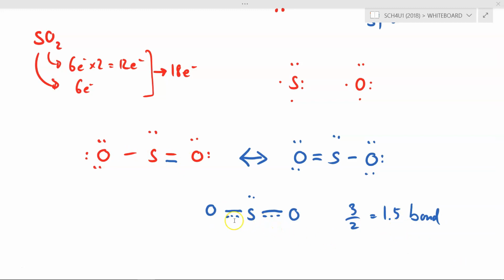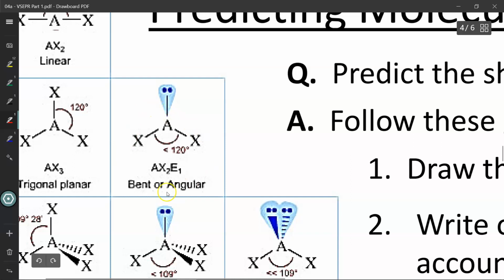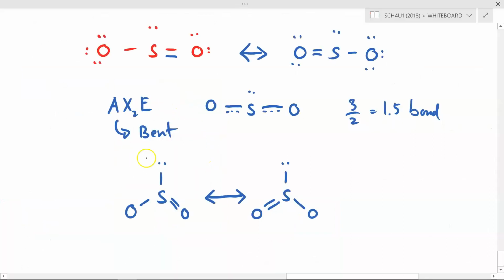Now looking at this, it has an AX formula of A, X2, and an E. Alright, so the 2 oxygens are the X, and then 1 lone pair sitting at the top, so AX2E, and that would be a bent or angular VSEPR geometry, giving you these 2 resonance structures if you were drawing them in 3D.